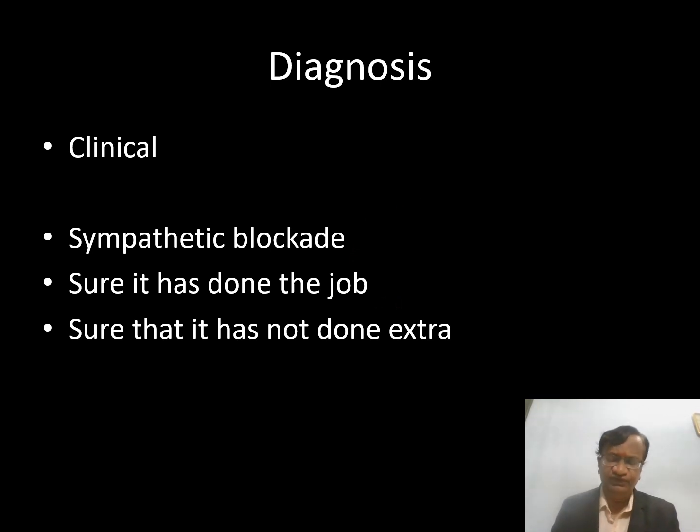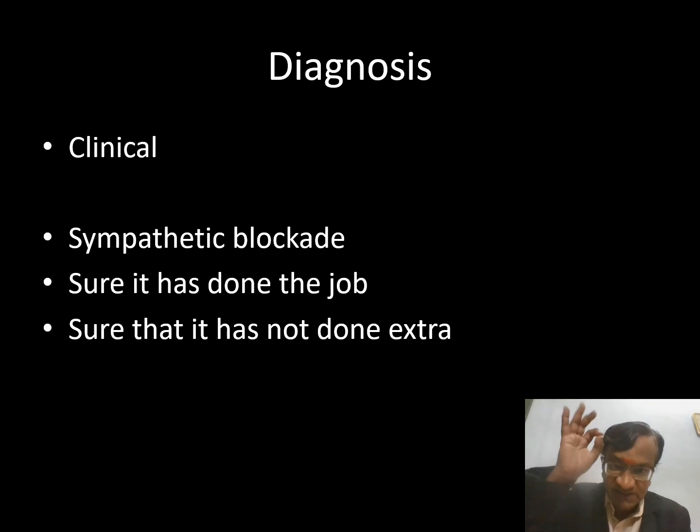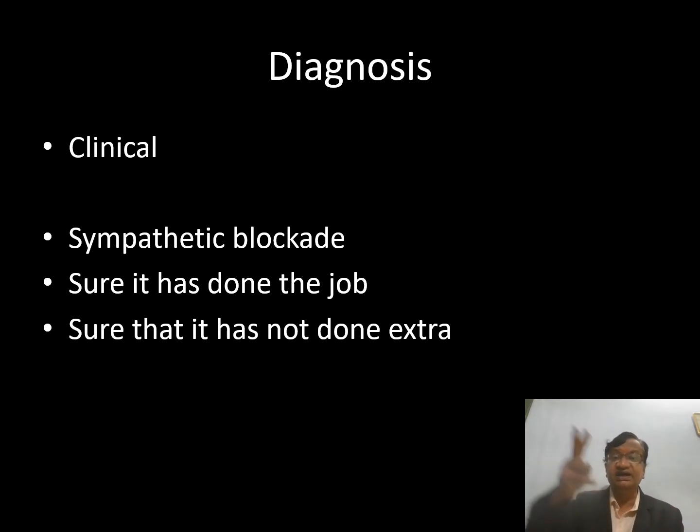Sympathetic blockade. If you do a sympathetic blockade, we have to see that it has done the job, not extra. Sympathetic blockade should increase the temperature. If the sympathetic blockade causes anesthesia here, then it means it has tracked into the somatic brachial plexus or something like that. So it should have done the block, but it should not have done extra.